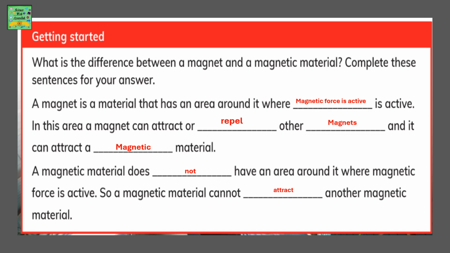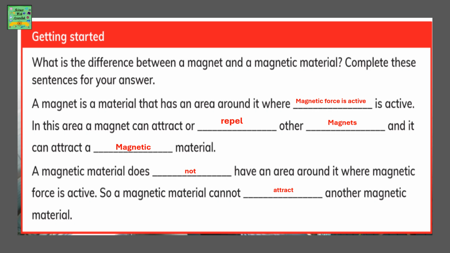A magnet is a material that has an area around it where magnetic force is active. In this area, a magnet can attract or repel other magnets, and it can attract a magnetic material also. A magnetic material does not have an area around it where a magnetic force is active. So a magnetic material cannot attract another magnetic material.